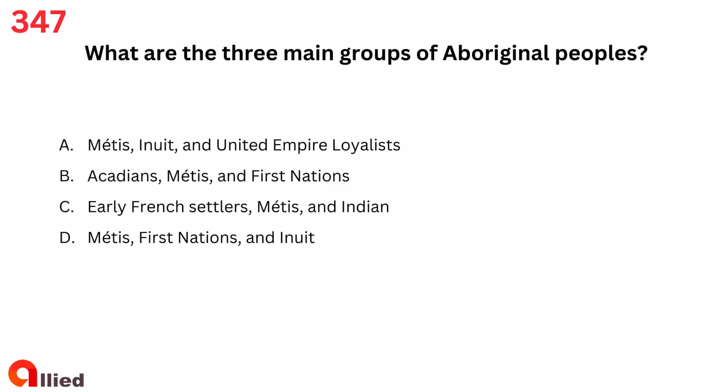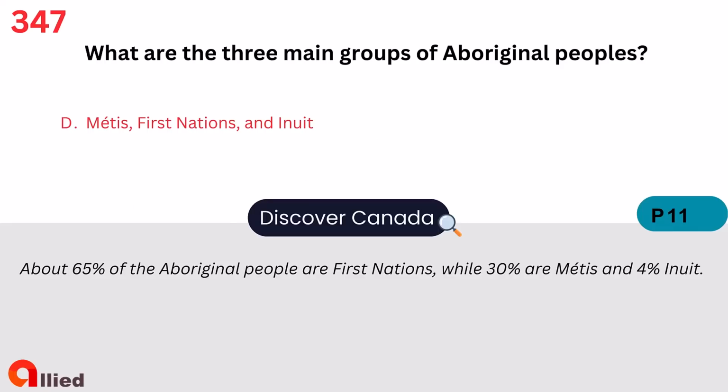Question 347. What are the three main groups of Aboriginal peoples? A. Métis, Inuit, and United Empire Loyalists. B. Acadians, Métis, and First Nations. C. Early French settlers, Métis, and Indian. D. Métis, First Nations, and Inuit. The answer is D. Métis, First Nations, and Inuit.